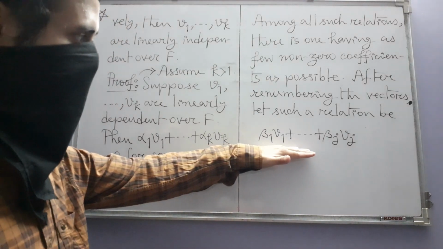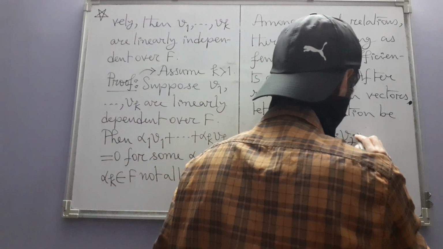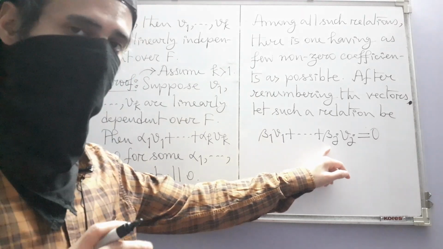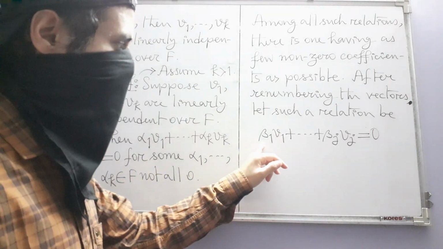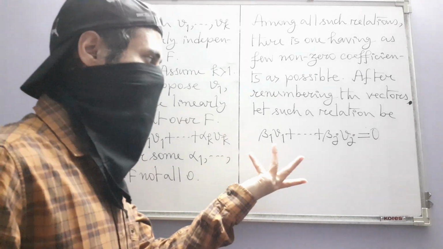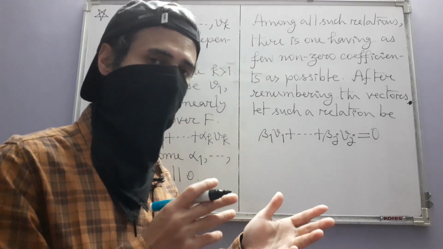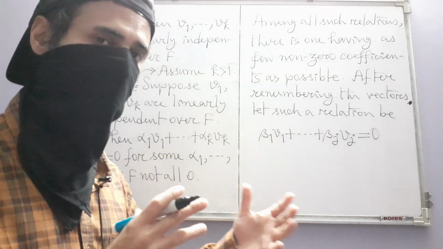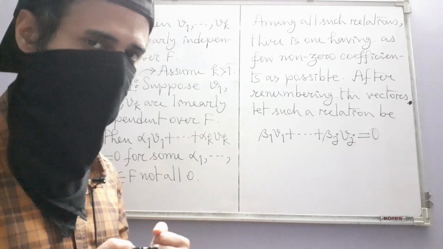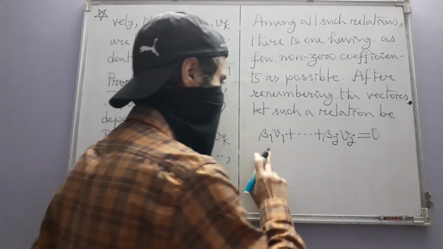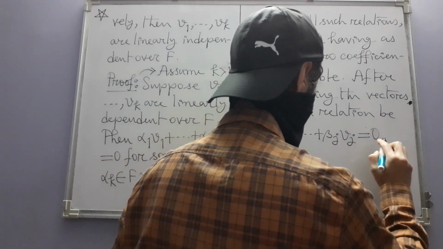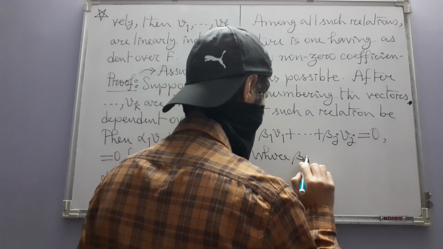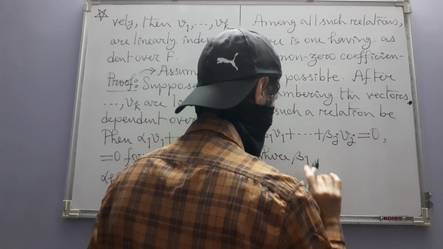And this is a relation, again this is 0 of course, which has all its betas, all the coefficients, non-zero. But you cannot have another such relation where again all the coefficients are non-zero and where the number of terms is less than j. In that sense, it is having as few terms as possible with non-zero coefficients. And here all the coefficients are non-zero.